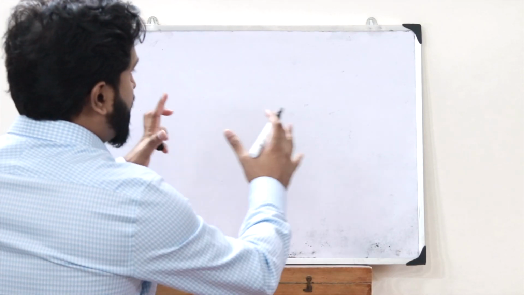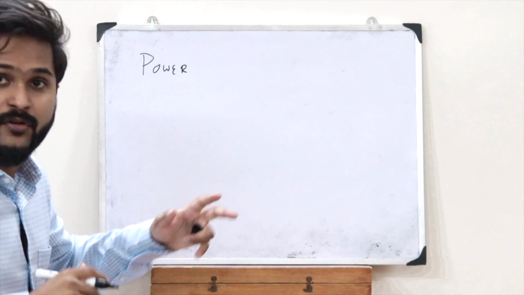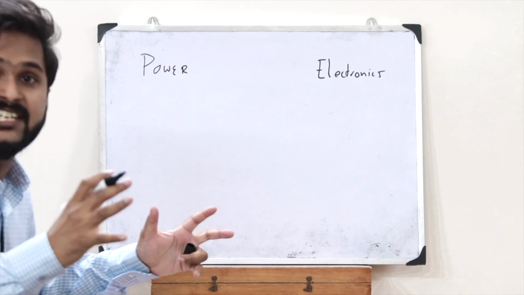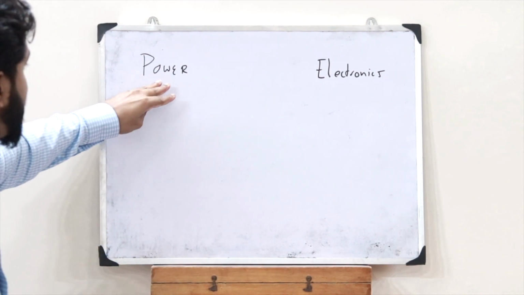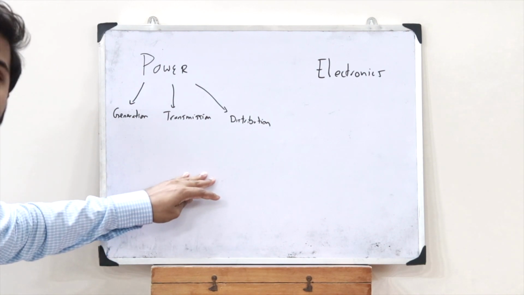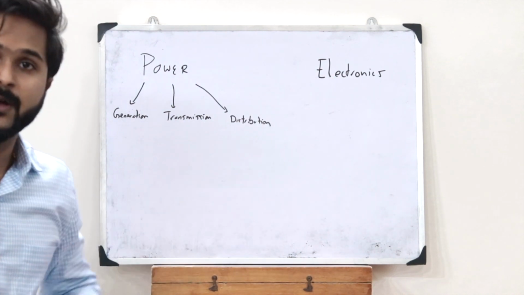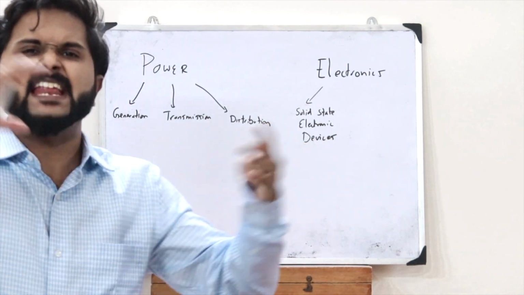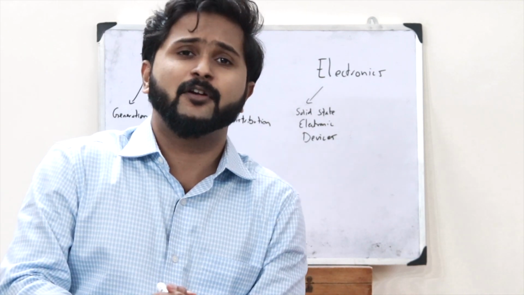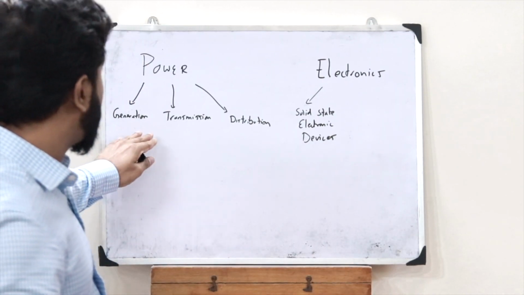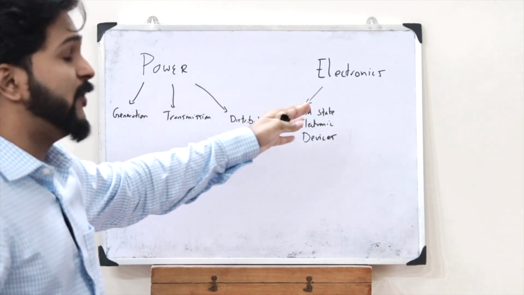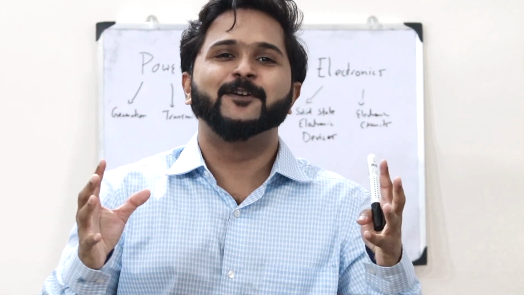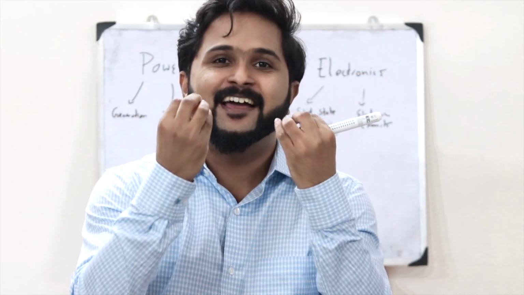So therefore, let us split the word power and electronics. This branch of electronics engineering deals with the generation, the transmission and the distribution of power on solid state electronic devices. These solid state electronic devices are found to be functioning at a very high power when compared to the normal electronic devices. So power electronics also deals with the generation, transmission and distribution of power in various other electronic circuits as well. This thus is simply what we refer to as power electronics.